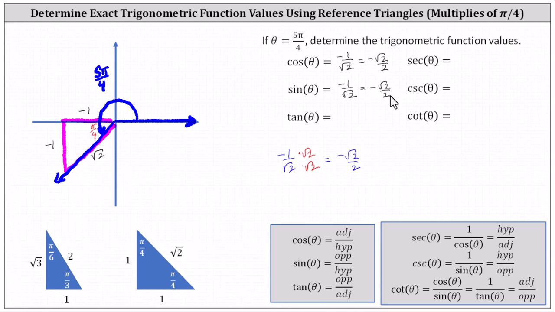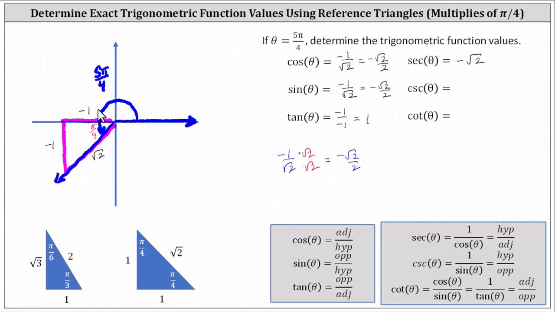Tangent 5 pi divided by 4 equals the ratio of the opposite side to the adjacent side, which is -1 divided by -1, which is equal to +1. The secant function value equals the reciprocal of the cosine function value. The reciprocal of -1 divided by square root 2 is square root 2 divided by -1, which is negative square root 2. Or using the reference triangle, secant 5 pi divided by 4 equals the ratio of the hypotenuse to the adjacent side, which gives the same result of square root 2 divided by -1, which is negative square root 2.